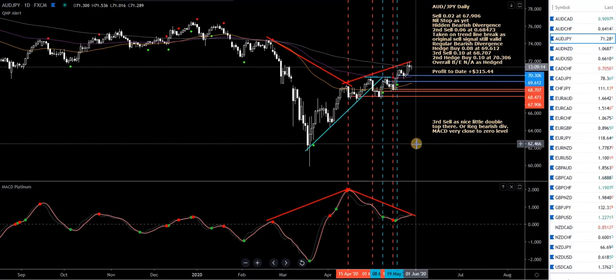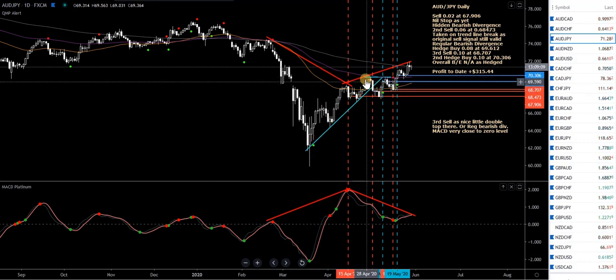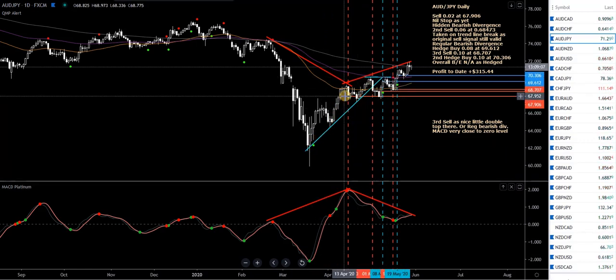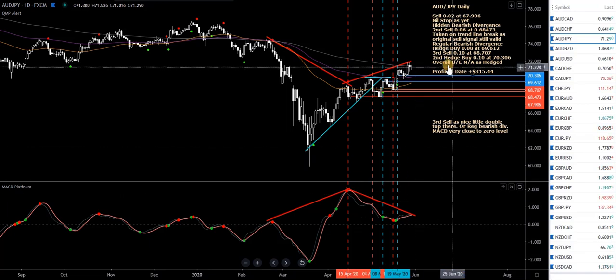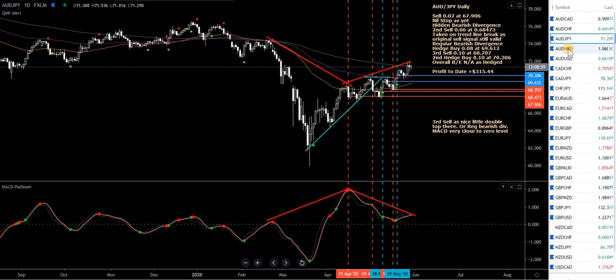AusYen, you'll see a theme with these Aussie pairs. Again, here's a blue trend line I just drew in. Here's a little double top. Again, possible regular divergence setting up. Again, break even, not applicable as hedged. You can pause the video and read all my notes.